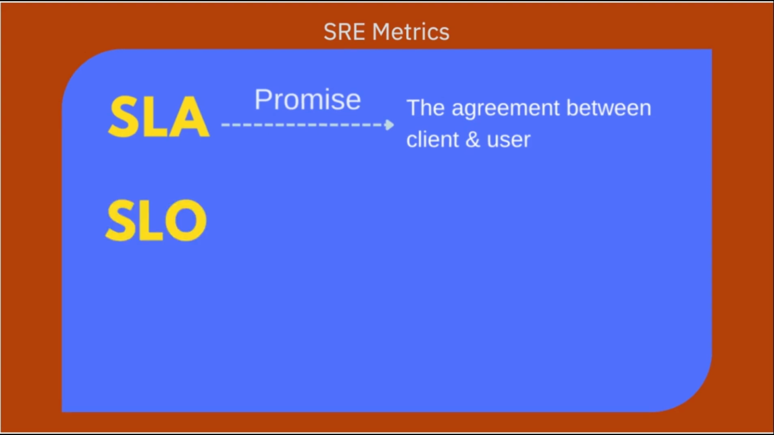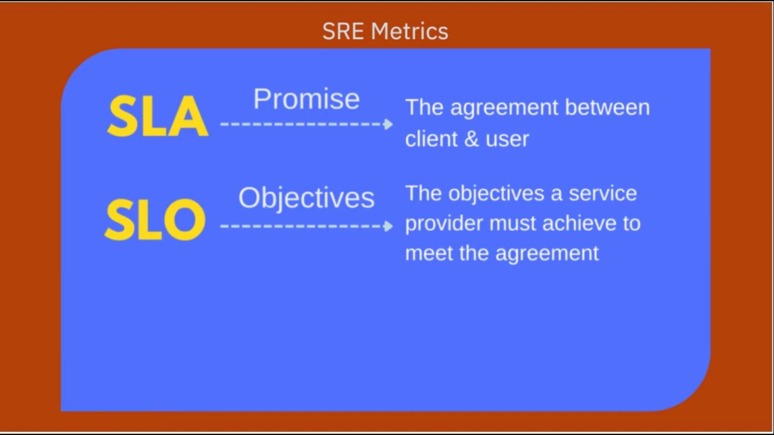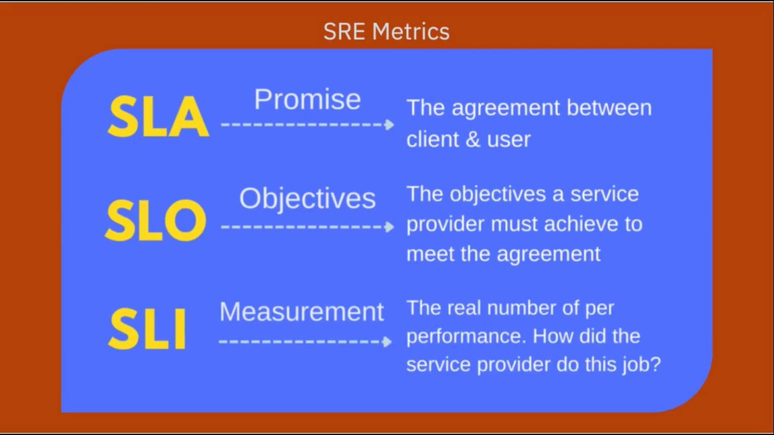2. SLO, which stands for Service Level Objective, your reliability target. 99.9% uptime over 30 days. 3. SLI, which stands for Service Level Indicator, a measurable value, like uptime or latency. Example, HTTP requests per second.